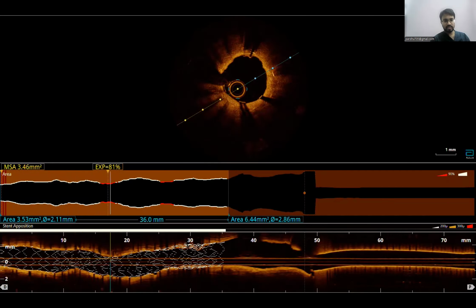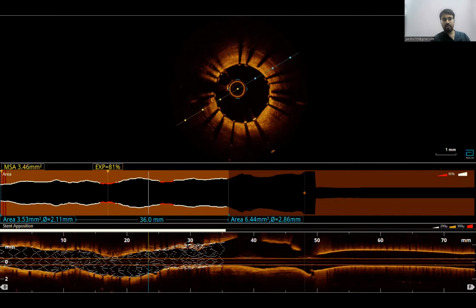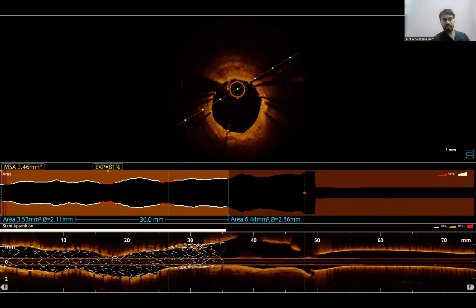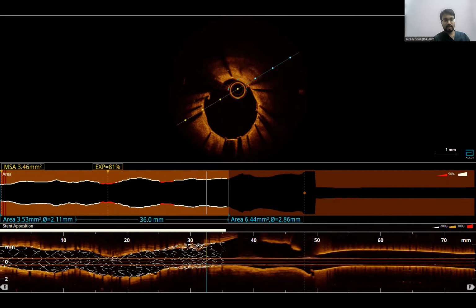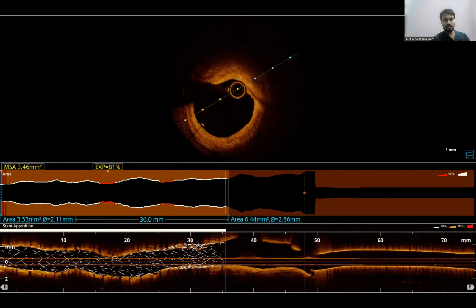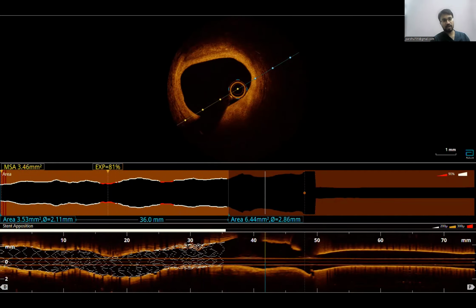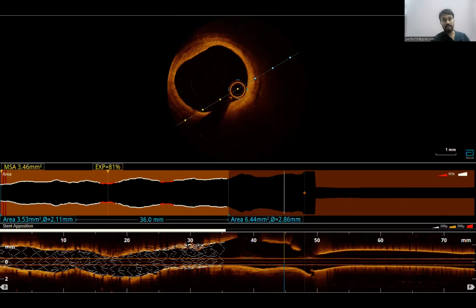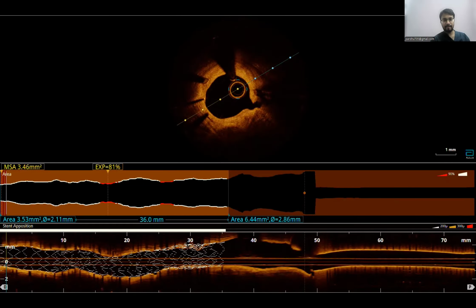There is no edge dissection, both proximally and distally. And here in the proximal part of the stent, you can see more number of stent struts. That could be because of the stent that has been pushed by the new stent. And in the proximal part of the LCX, here you can see fibrotic plaque. However, the MLA is good. So we have left it for medical management.